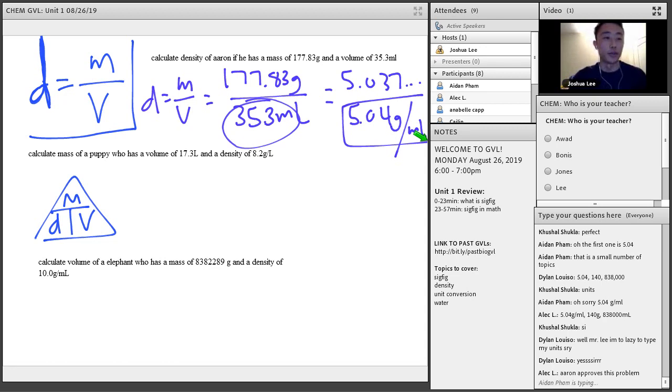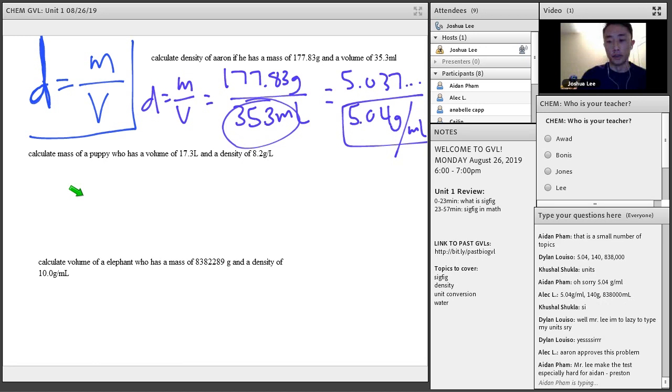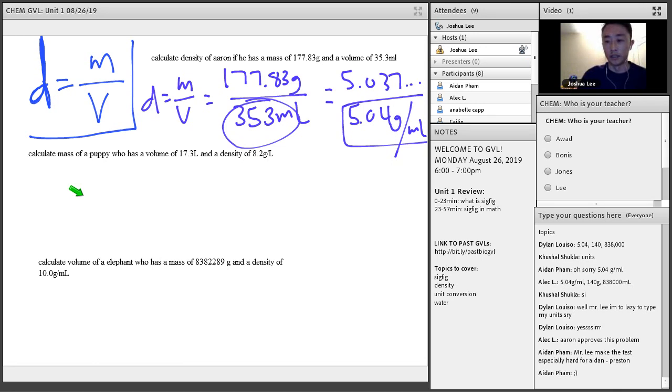All right, so for the next one, let's get rid of this. Calculate the mass of a puppy whose density is that, volume is that. Must really make the test especially hard for Aiden and Preston. Oh, brother, Preston, fam. It makes sense. This is the year of the siblings. So many siblings.